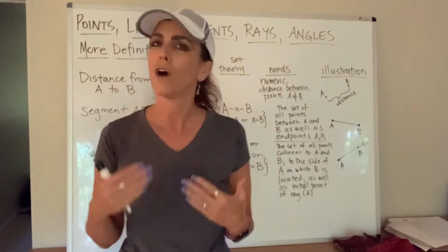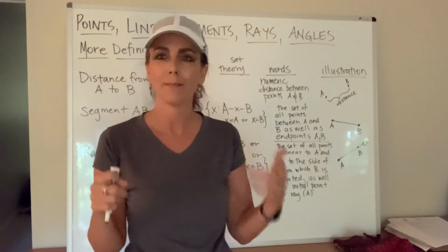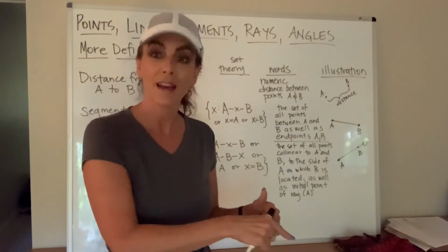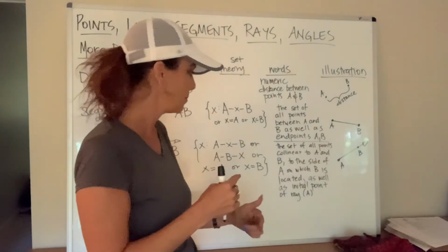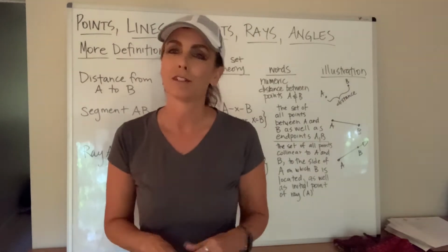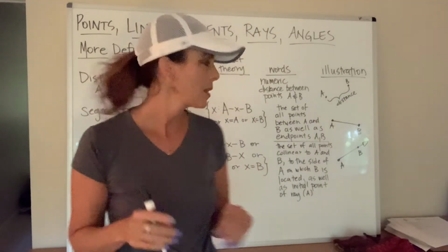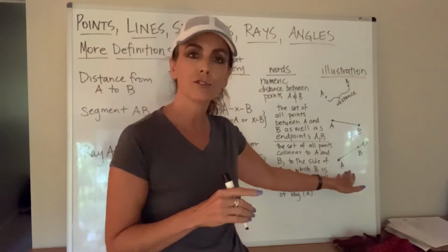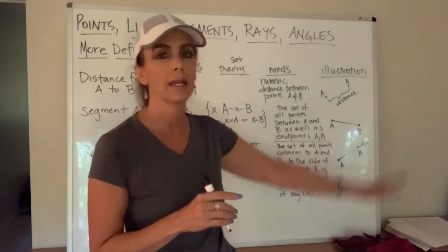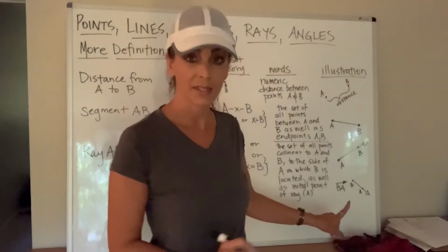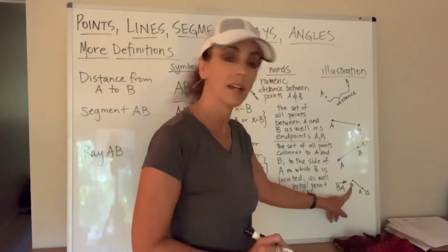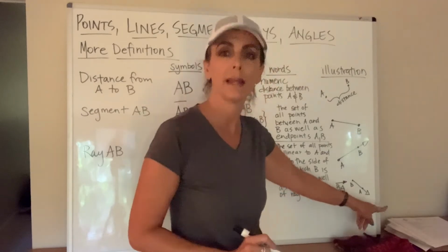In words, it's the set of all points that are collinear to A and B that are situated on the side of A that B is located. But then we've got to include the initial point as well. All right, and so this is an illustration of ray AB starting with the initial point A going through B, and now this would be ray BA. Okay, here's their notation. Starts at initial point B and goes through A indefinitely.